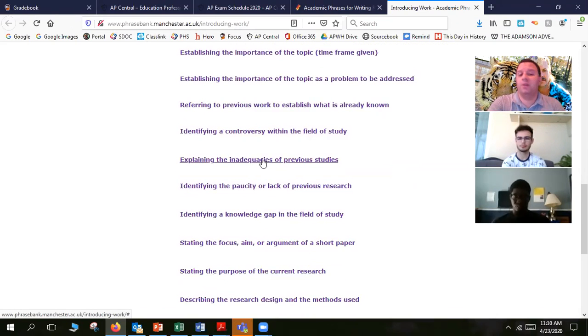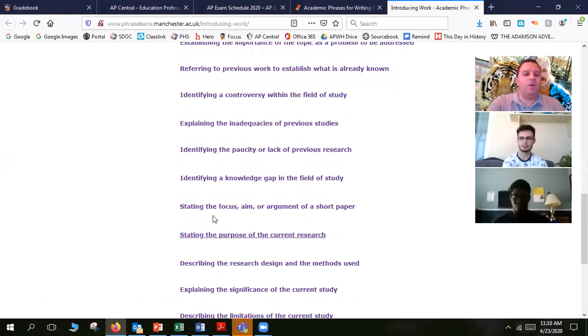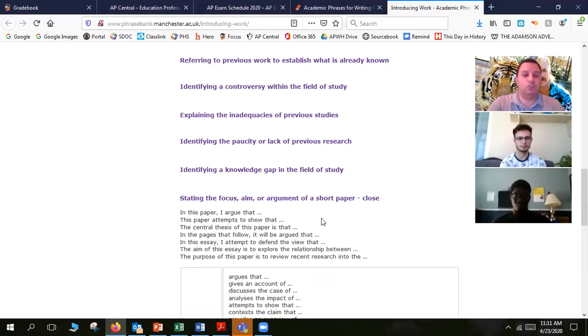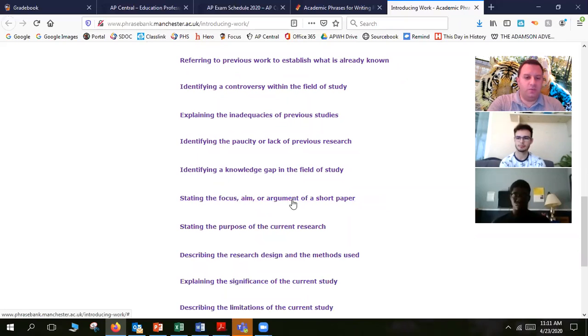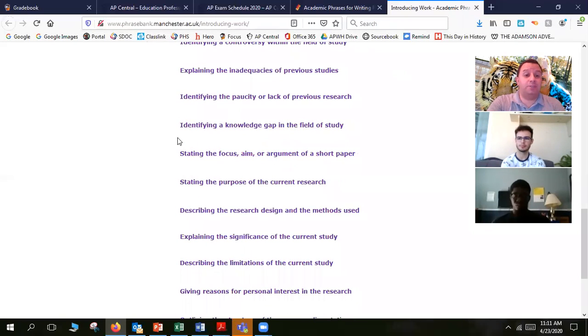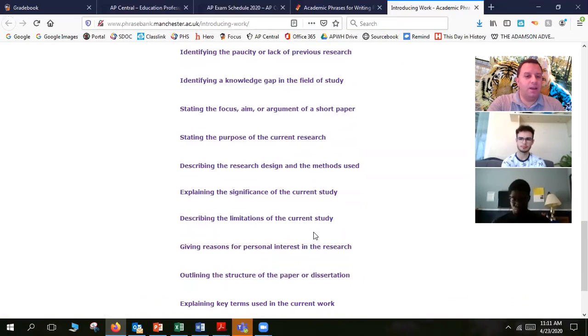So if you're talking about why previous research has been inadequate, or if you want to talk about the focus, the aim, or the argument of your paper, even though you're writing 2,200 words maximum, that's still considered a short paper. So that would be something you would want to use. The purpose of your research is something that'll come up in your paper. We talk about gaps within the research. That's something you'll want to take a look at.